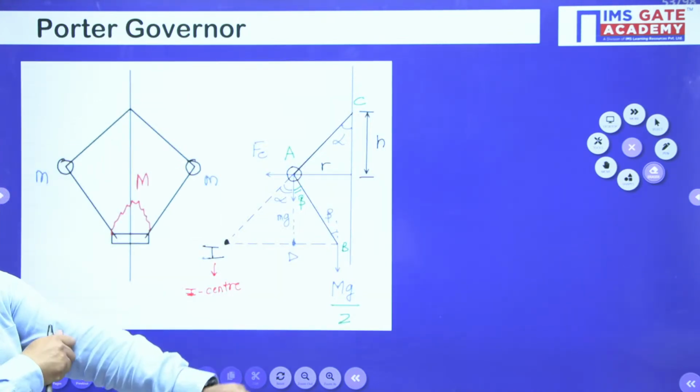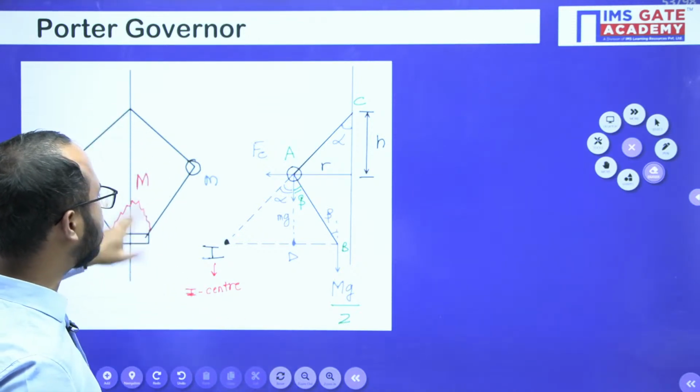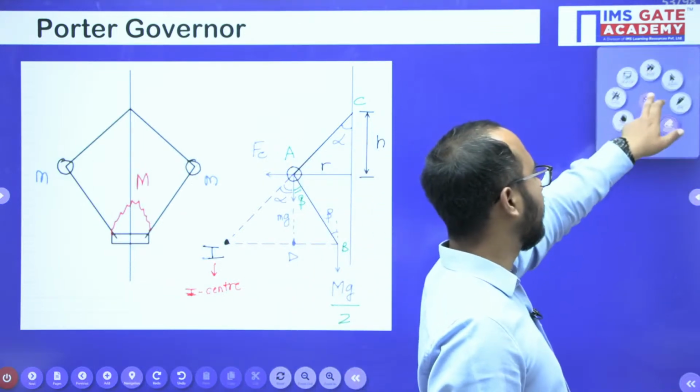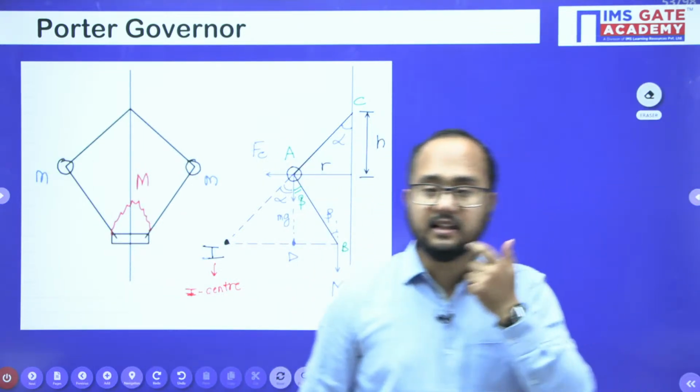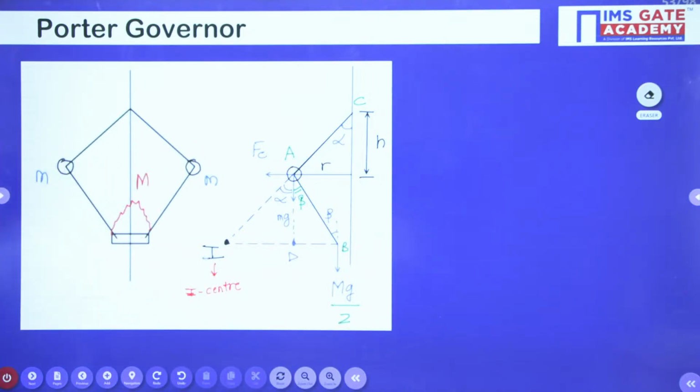Next is the Porter governor. What difference are we having in the Porter governor? We have attached some mass on the sleeve. Now what is the difference, right? So by attaching that mass on the sleeve, what advantage are we getting? Anyone please tell me what advantage we are getting by putting the mass on the sleeve?